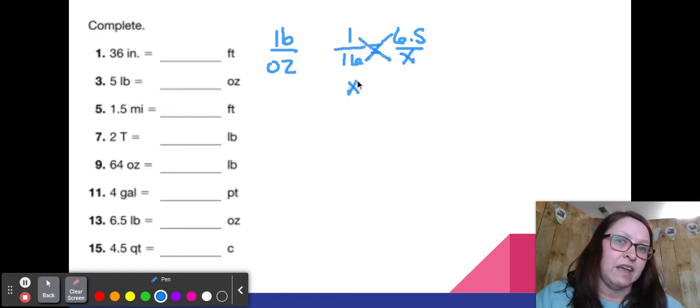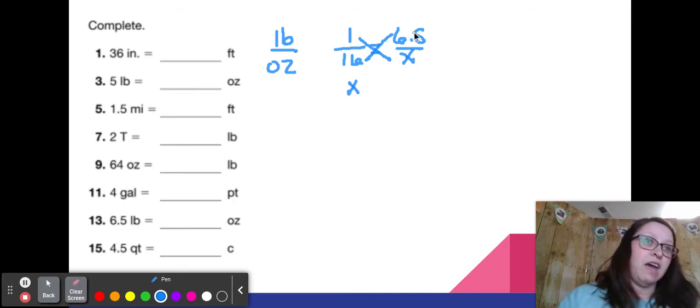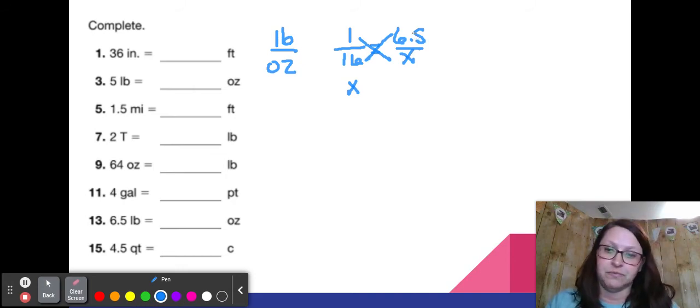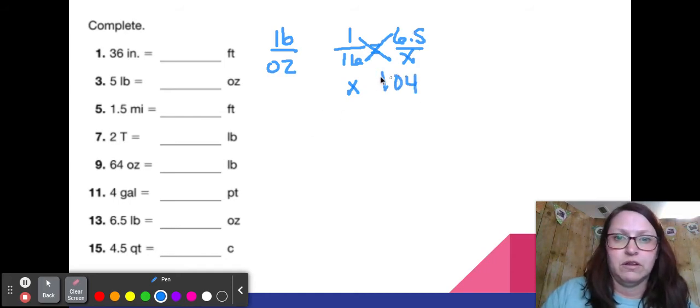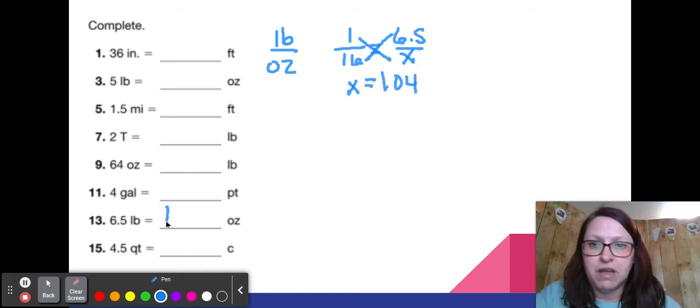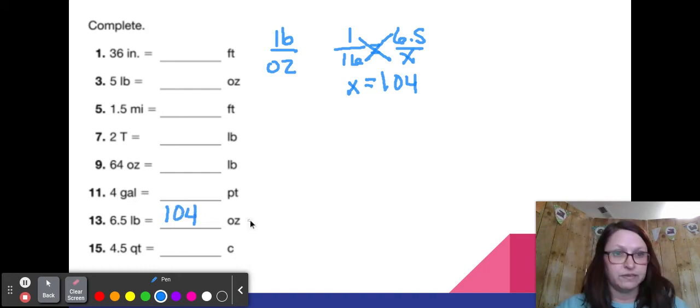1 times x is x. 16 times 6.5. Let me turn on my calculator again. 16 times 6.5 is 104. So 6.5 pounds is 104 ounces.